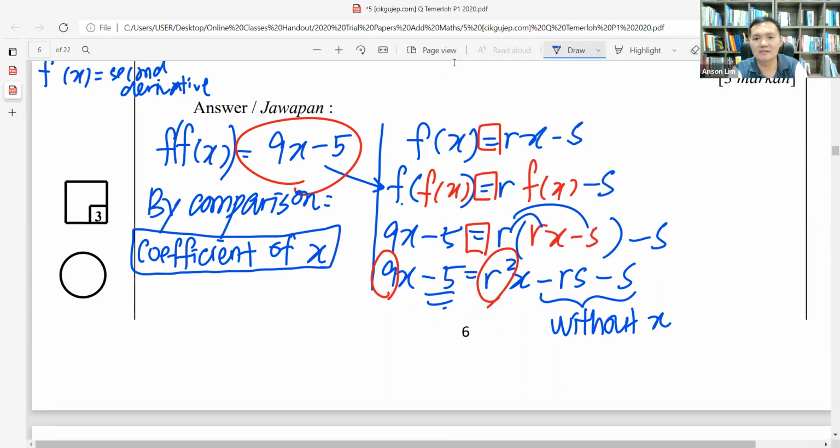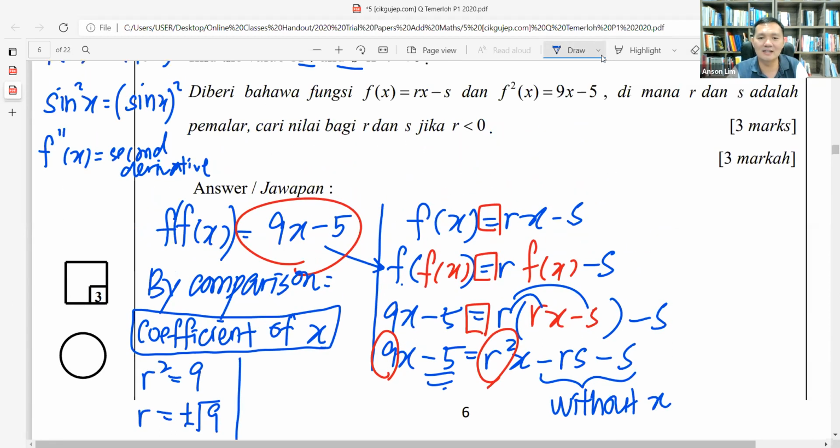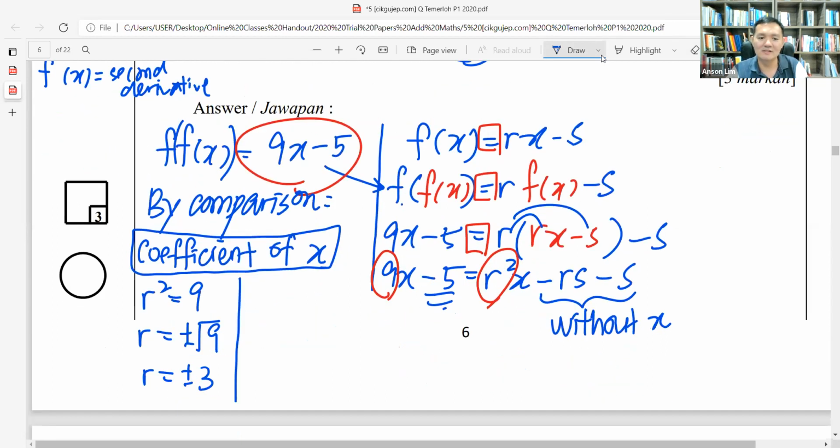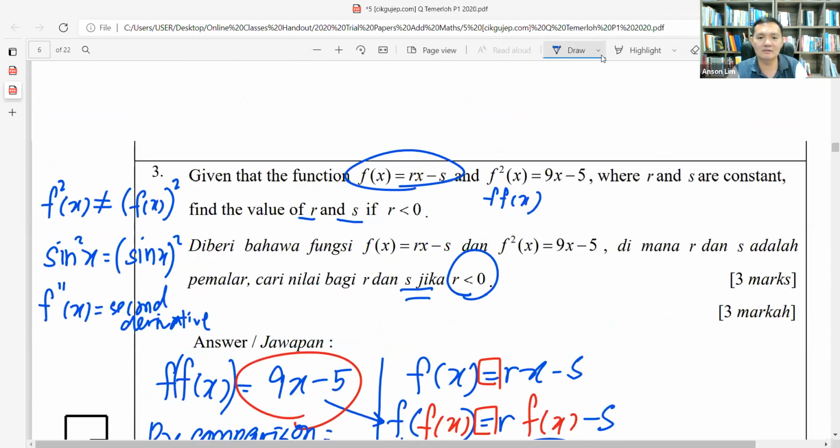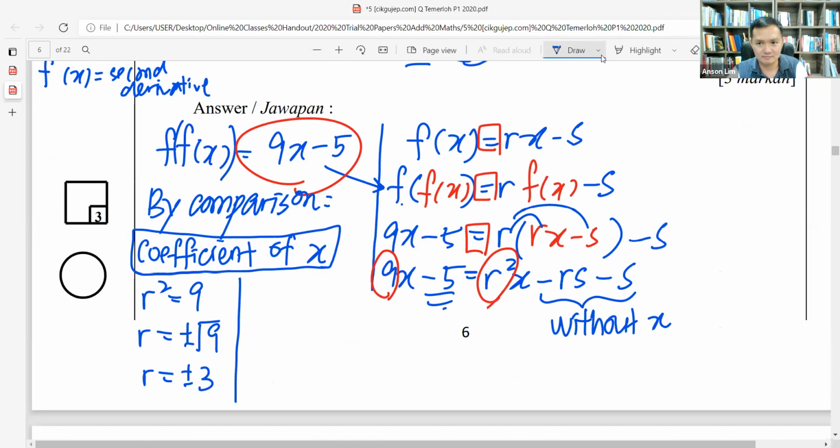So this is the thing, you can see or not. So r square equals to 9, r equals to positive negative square root of 9. So you got two answers, positive 3 and negative 3. But they say if r is less than 0. Okay, so what should you do? That means they tell you r is less than 0. Then you can do this way. You have to write nicely to show what your working is, how to present it.